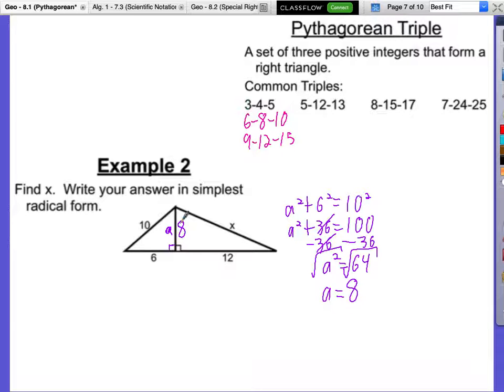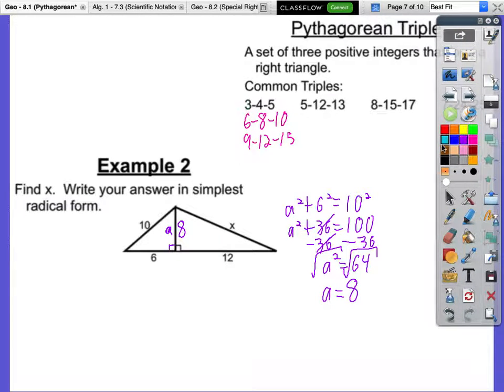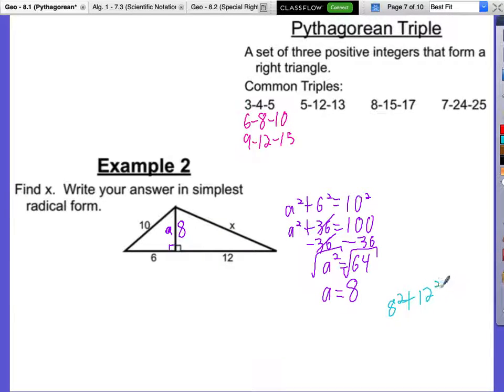Catch that, that can save us some work. But now we need to find this x, right? How can we solve for x here? 8 squared plus 12 squared is equal to x squared. This leg squared plus this leg squared is equal to hypotenuse squared. So you take 8 times 8, which we said was 64, plus 144 is equal to x squared.